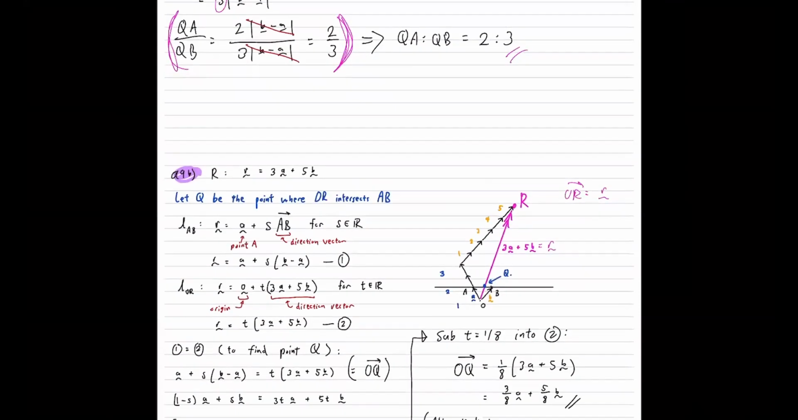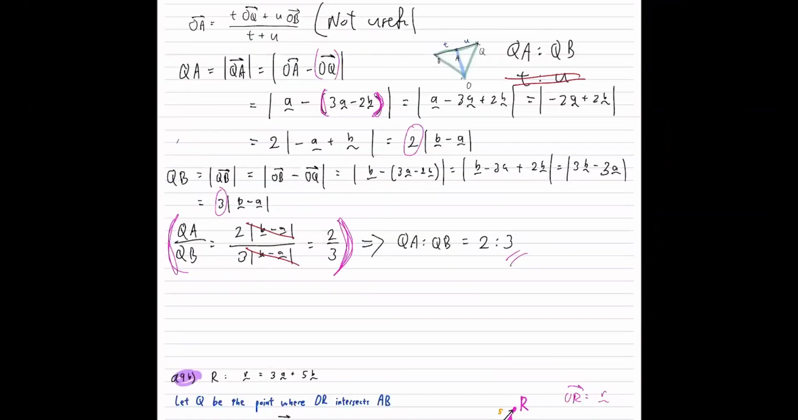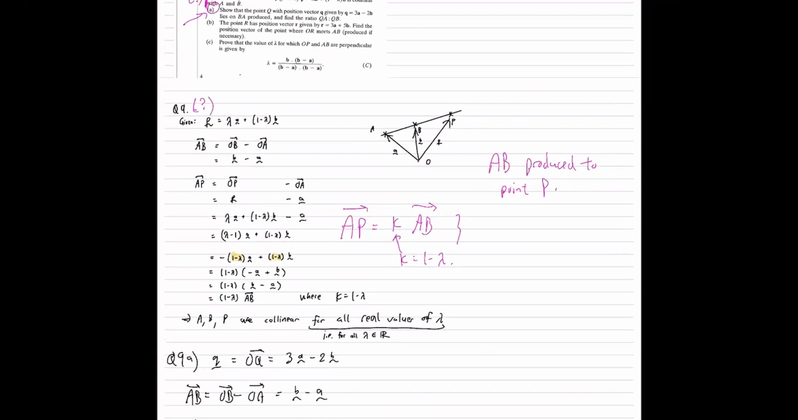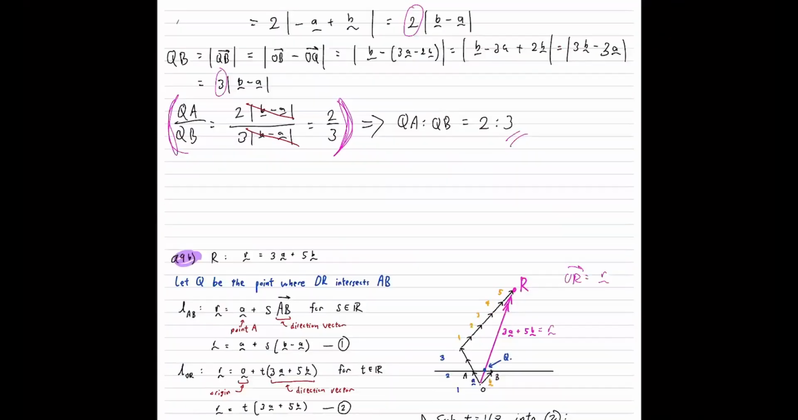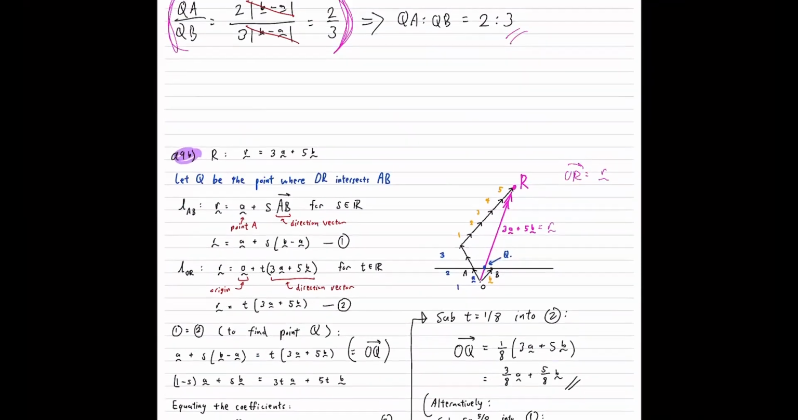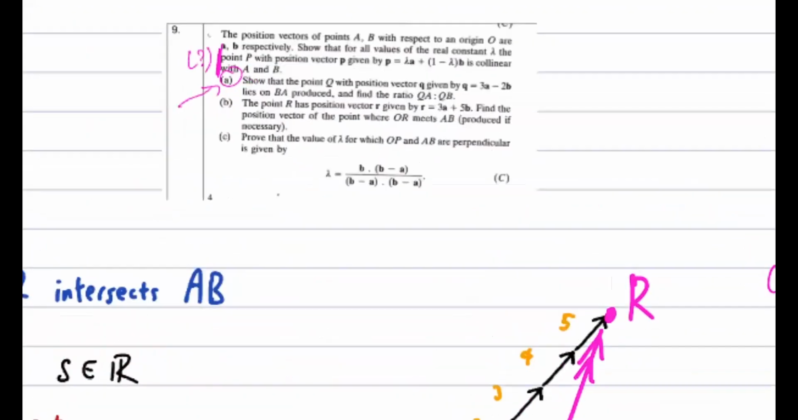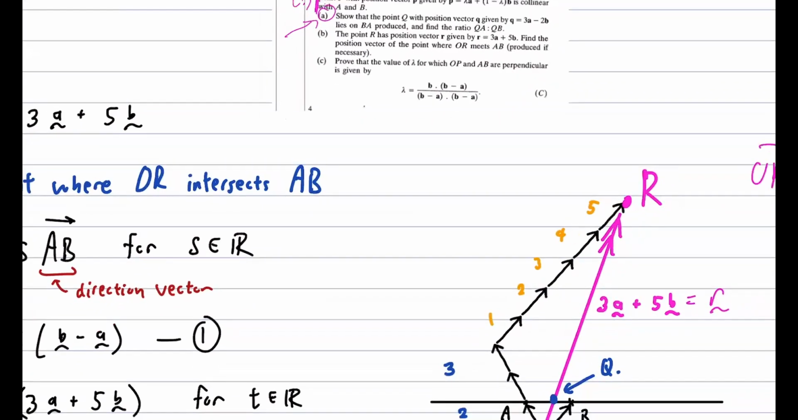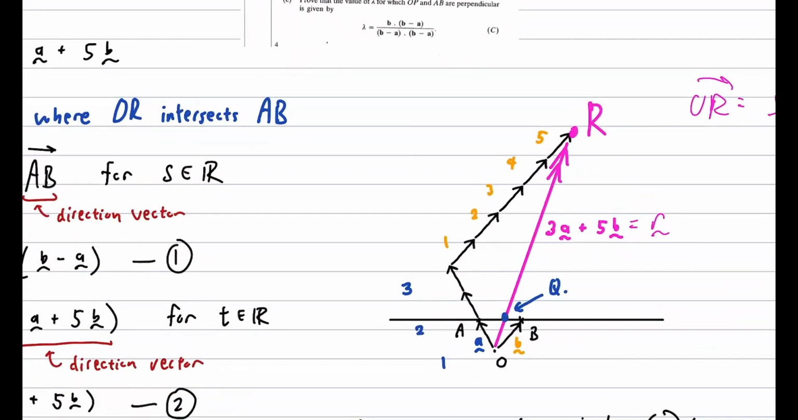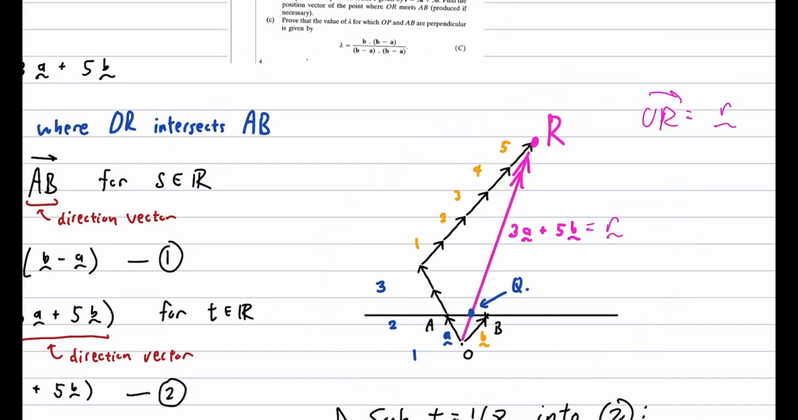Then part B. Part B is when we have to actually draw the funny diagram. Let me just copy the question down. This is 9 part B over here. Wow, very small. Okay, let's read the question. Point R has a position vector R given by R equals 3a plus 5b. So that's what I do here. I figure out the vector 3a plus 5b. This part okay, right? Yeah. 3 copies of the blue one, 5 copies of the orange one.